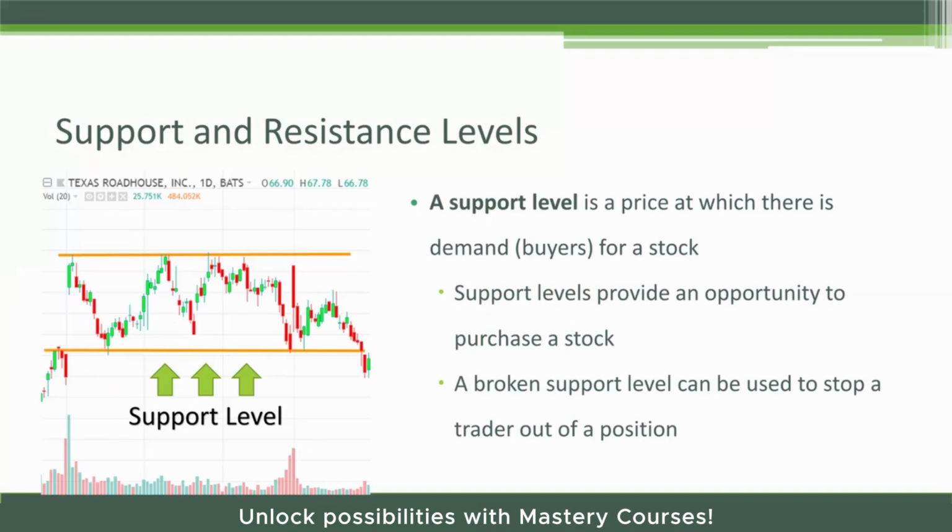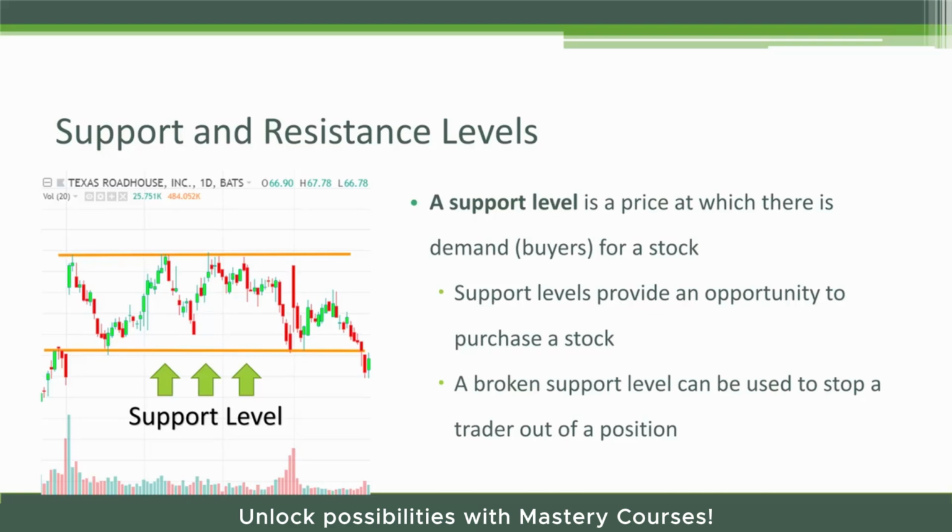First, the definition. A support level is a price at which there is demand or buyers for a stock. So, for example, if a stock is trading around $50 and drops to $45 and buyers purchase the stock at that price, and the stock moves back up to, say, $47 or $48 and then drops again to $45 and then rises again to, say, $52 and within a week or two drops back to $45, the $45 price point has become support for the stock.